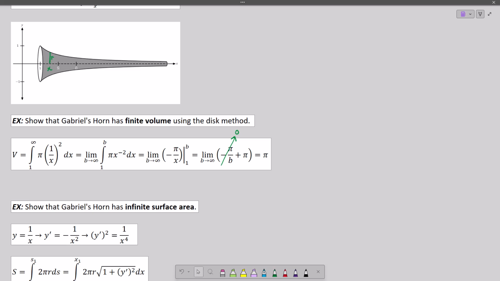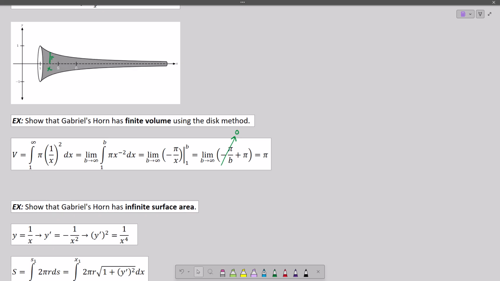So think about this before Thursday. They call this Gabriel's paradox. If it's got finite volume, you can fill it with paint. If it's got infinite surface area, you can't paint it. But if it's filled with paint, it's painted, with leftover paint, because the whole thing is painted on the inside, plus there's other paint on the inside that's not painting the surface. The surface is paper thin.